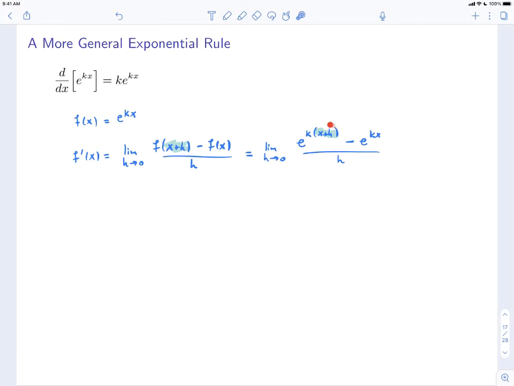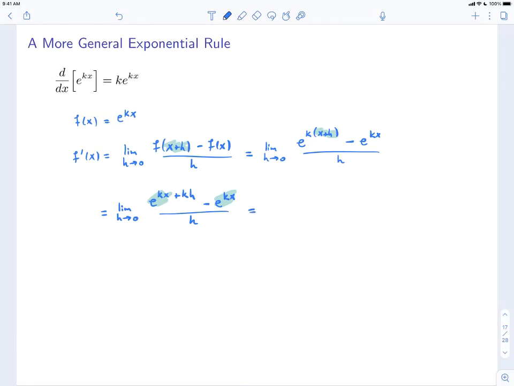Well, the first step is to distribute that k into the x plus h. So we'll rewrite this as the limit as h goes to 0 of e to the kx plus kh minus e to the kx over h. Now this should look slightly familiar because what we're going to do now is something very much like what we did before. We're going to factor out an e to the k times x.